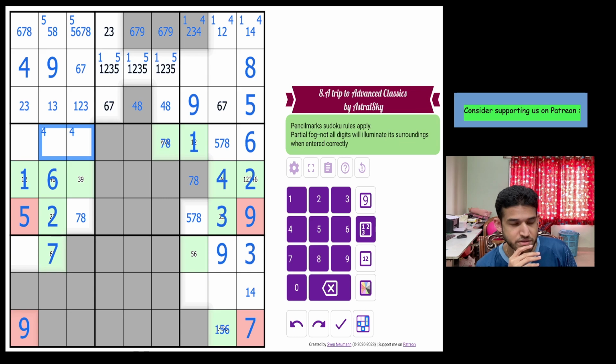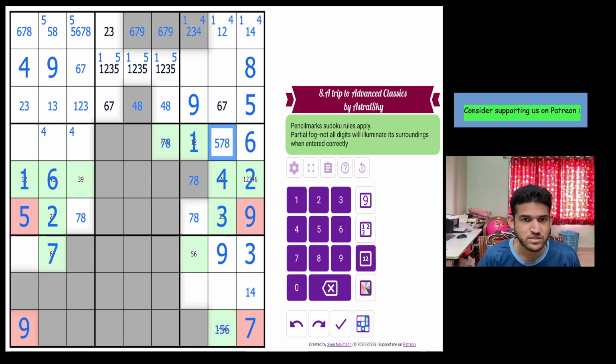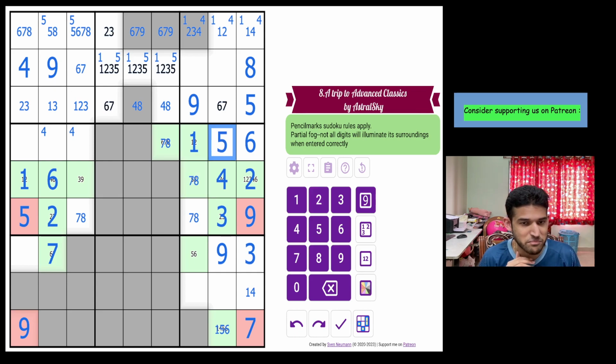Oh, what am I missing here? 5 is here. That's not a 5, that's 7, 8, which means 5 has to be here in box 4. So here I got stuck for a while, and that's because, watch closely, the moment you write 5 here, this fog covered cell has uncovered.